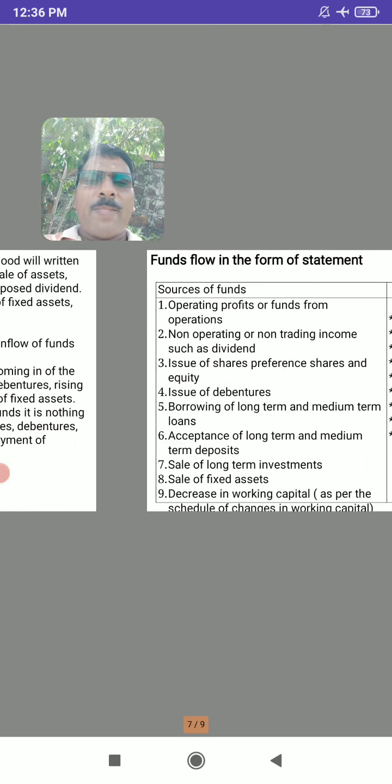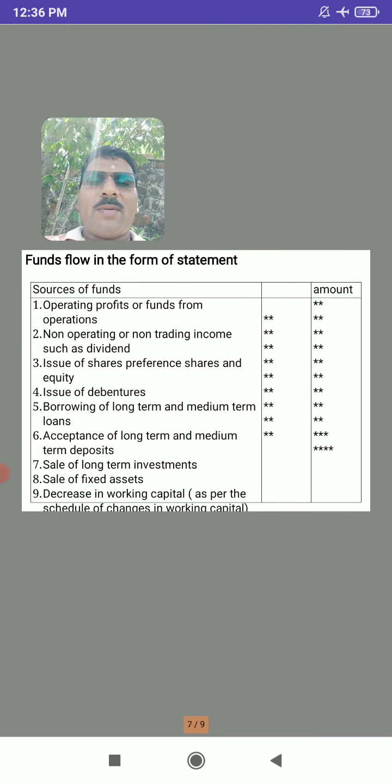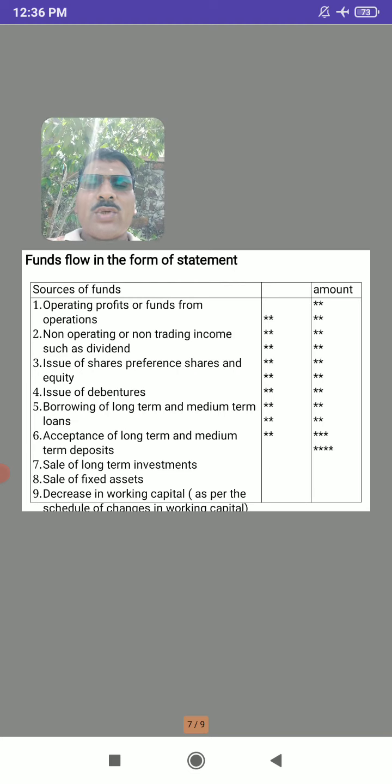So like this, here is the pro forma of the funds flow in the form of a statement. First of all, we take the operating profit or funds from operation.